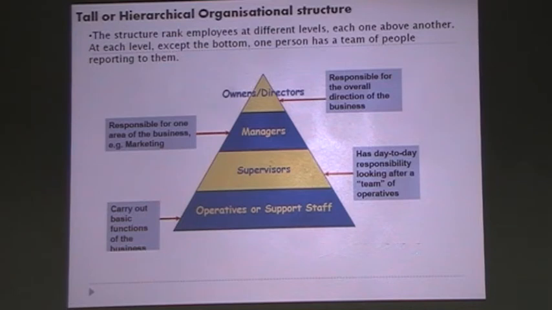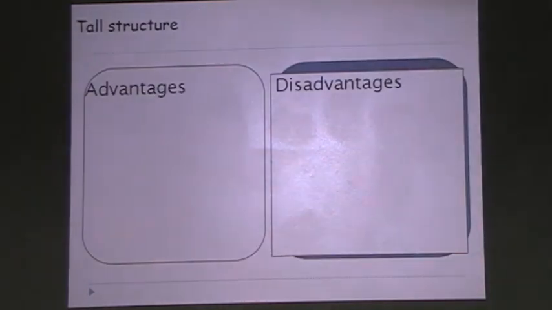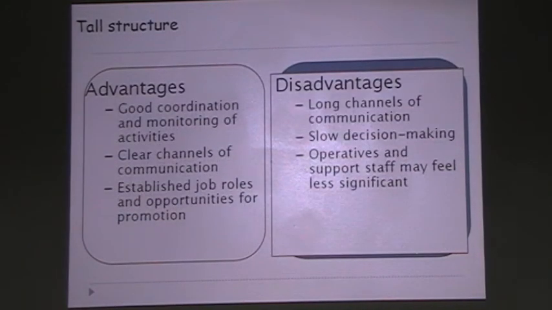The owner or the director, who is responsible for the overall strategic direction of the organization, is at the top of the structure, followed by the managers, the supervisors, and the operative or support staff that carry out basic functions in the organization. The next slide will be looking at the advantages and the disadvantages of the tall structure.